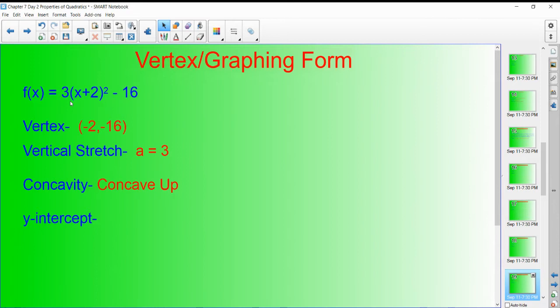And for the y-intercept, I'm going to have to do some work. Okay, I know that x is 0, so I put in 0 for x. I can do 0 plus 2. I can square it. I can multiply that by 3 and subtract 16. Or you can put it all in a graphing calculator and evaluate it. And you get negative 4. So 0 for x, negative 4 for y. That's my y-intercept.